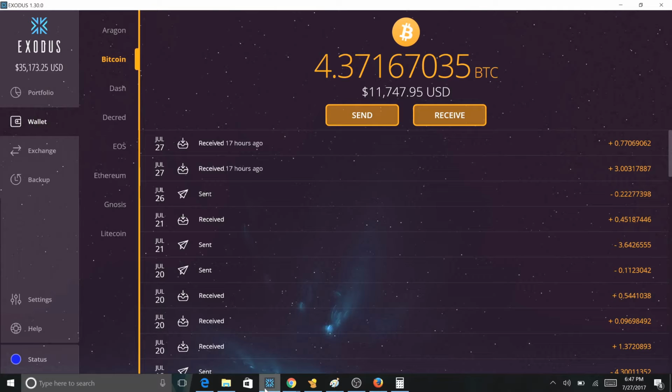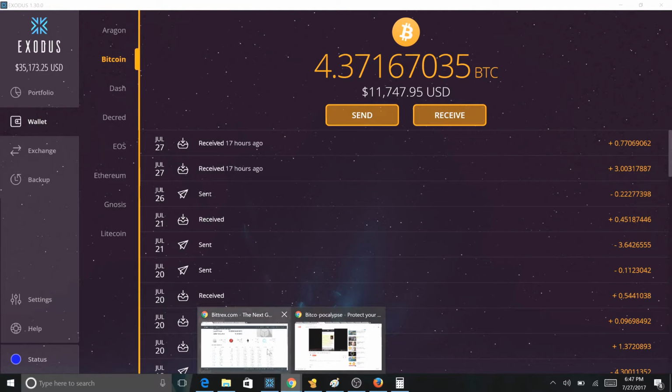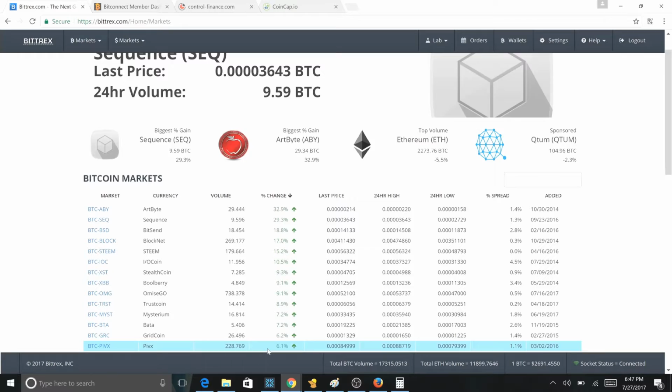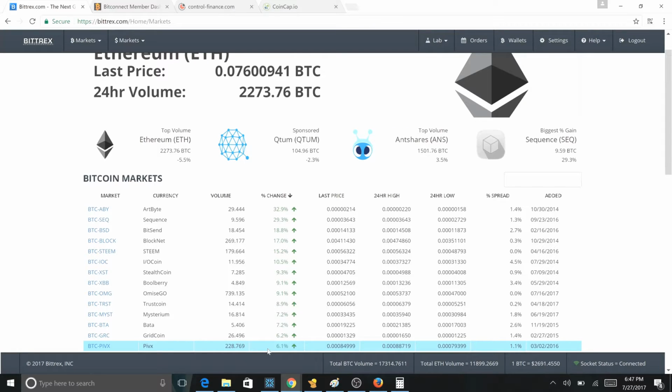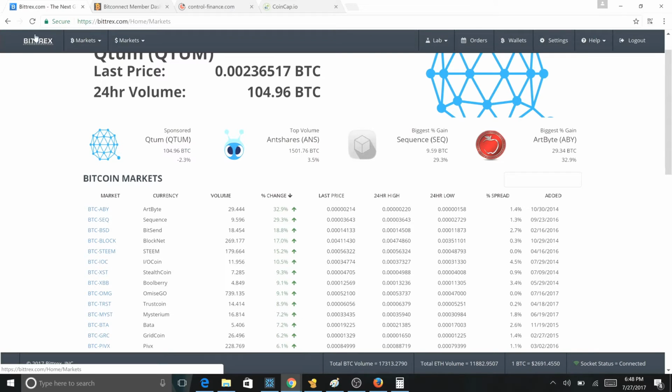Today we're going to be doing a quick video tutorial and walkthrough on how to take profits while trading altcoins on the Bittrex exchange. We're also going to be taking a look at how to calculate your profits to know exactly how much you made from the trading that you've done on the Bittrex exchange. If you go to Bittrex.com and make an account, I'll leave a link in the description.